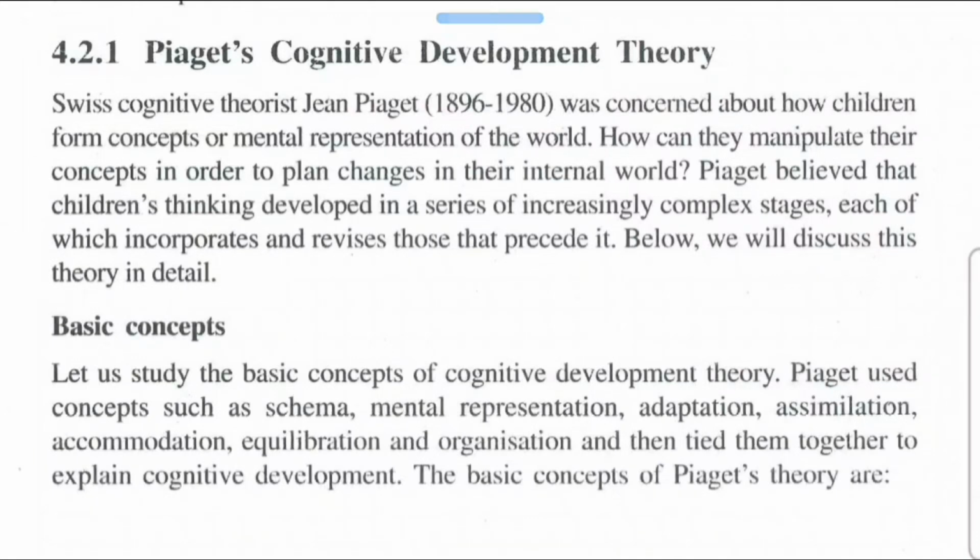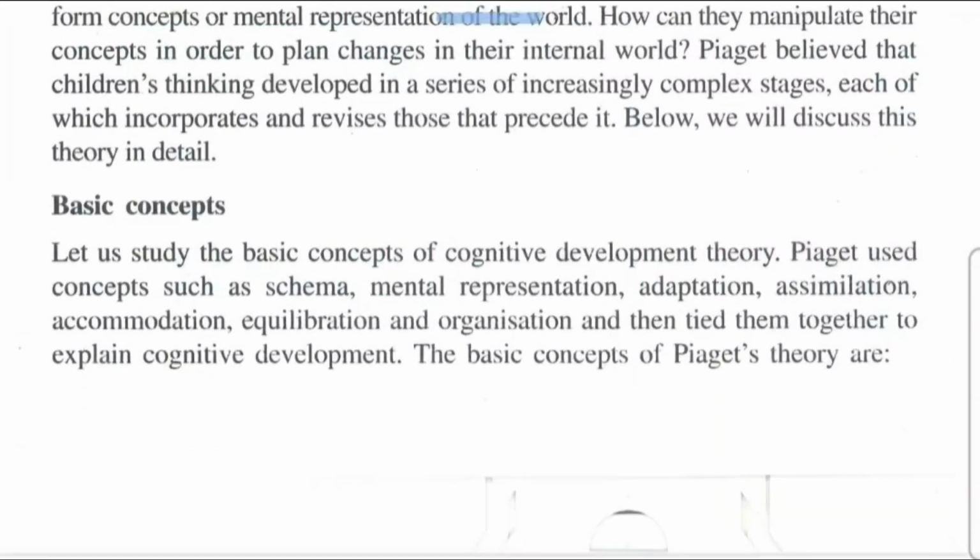4.2.1 Piaget's Cognitive Development Theory. Swiss cognitive theorist Jean Piaget, 1896 to 1980, was concerned with how children form concepts or mental representations of the world, and how they manipulate these concepts to plan changes in their internal world. Piaget believed that children's thinking developed in a series of increasingly complex stages, each of which incorporated and revised the preceding stages. Below, we will discuss this theory in detail.